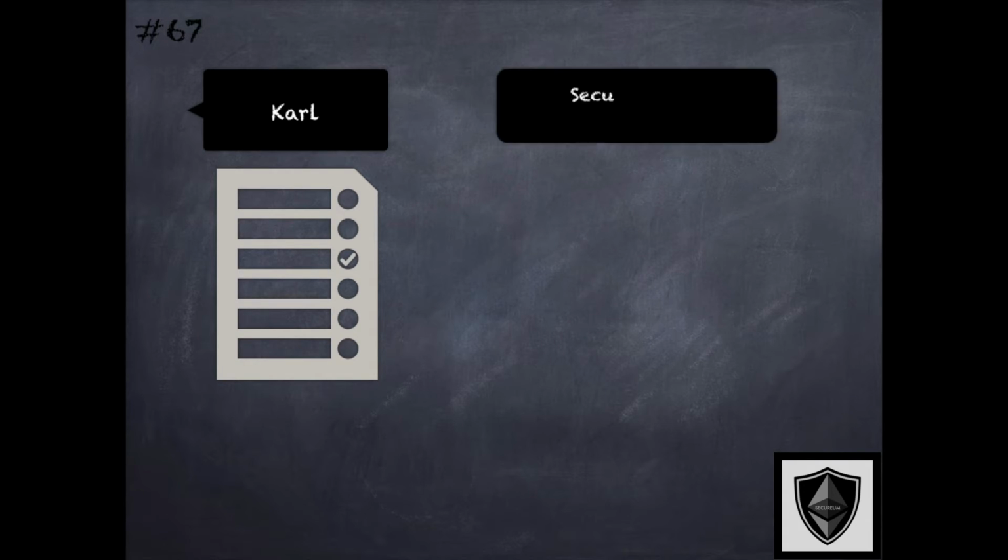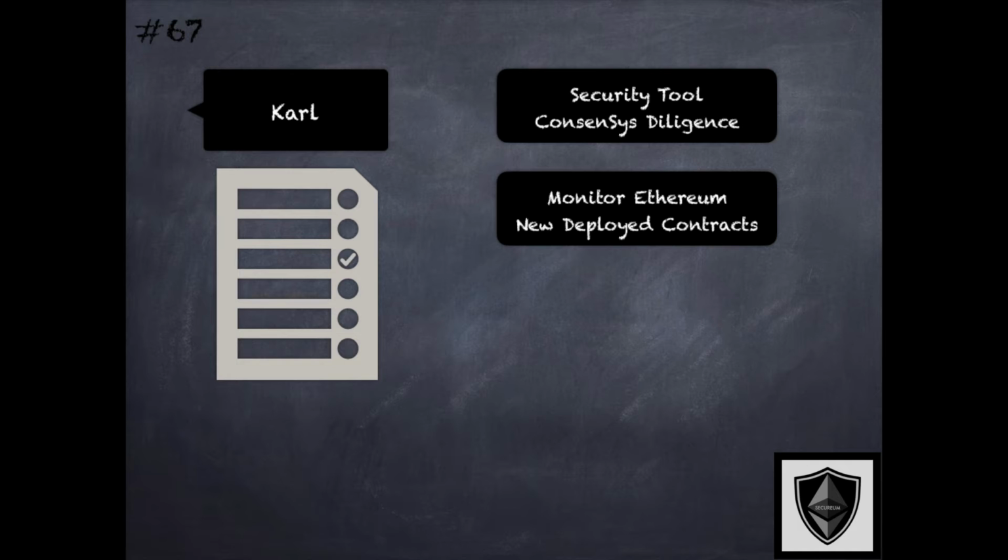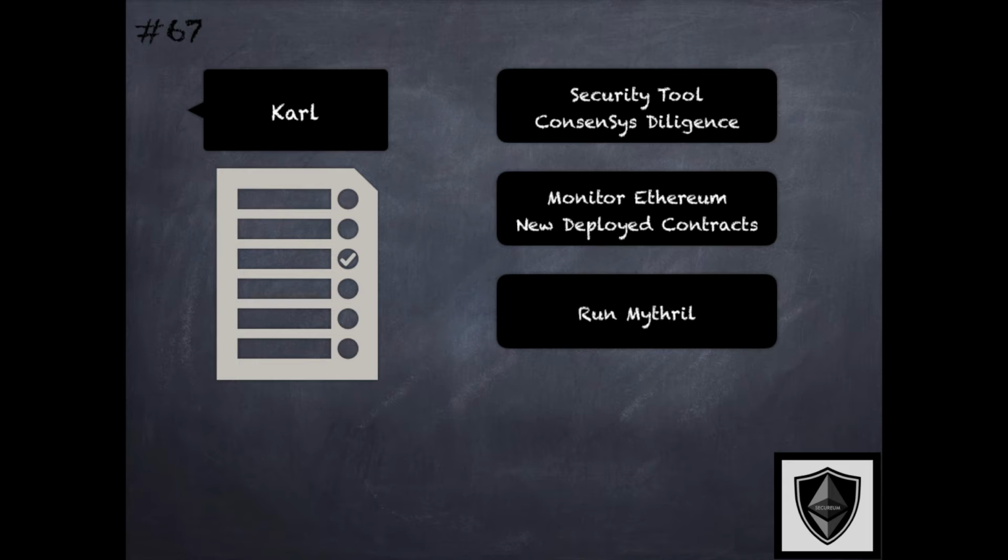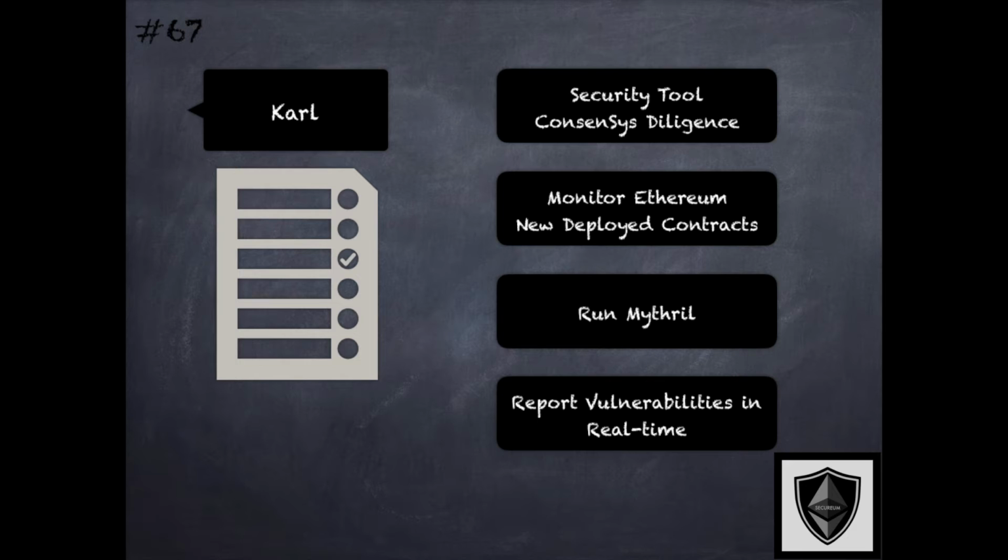Carl is another security tool from Consensus Diligence, and this can be used to monitor the Ethereum blockchain for newly deployed smart contracts that may be vulnerable, and this can be done in real time. Carl checks for security vulnerabilities using the Mithril detection engine, also from Consensus Diligence, and this can be an interesting monitoring tool for detecting vulnerable deployed smart contracts, but not really during security auditing or reviews for projects that are yet to be launched.